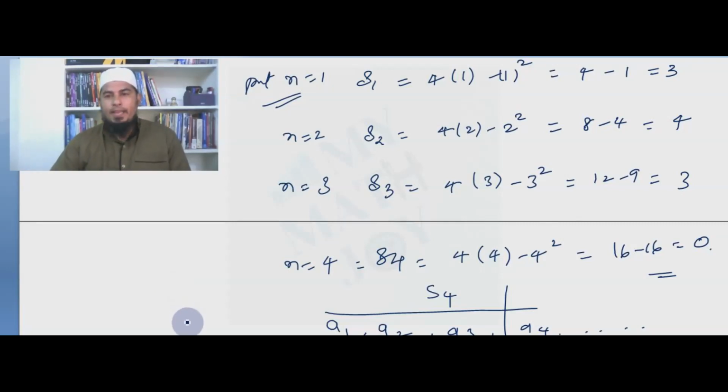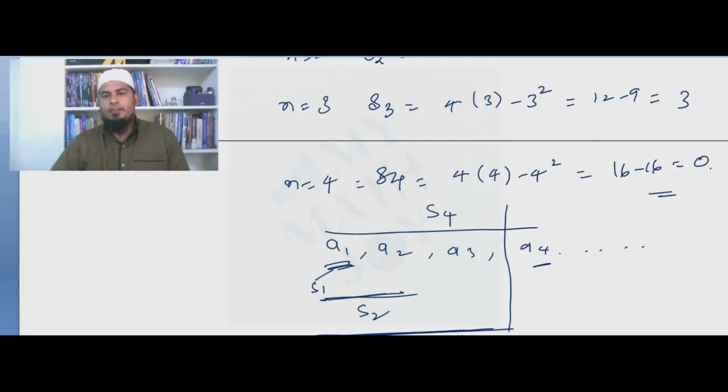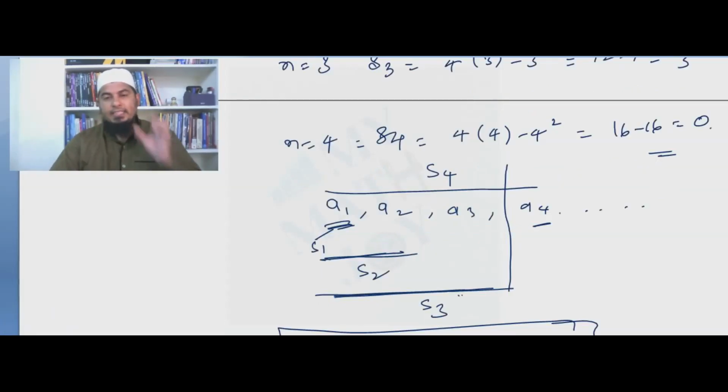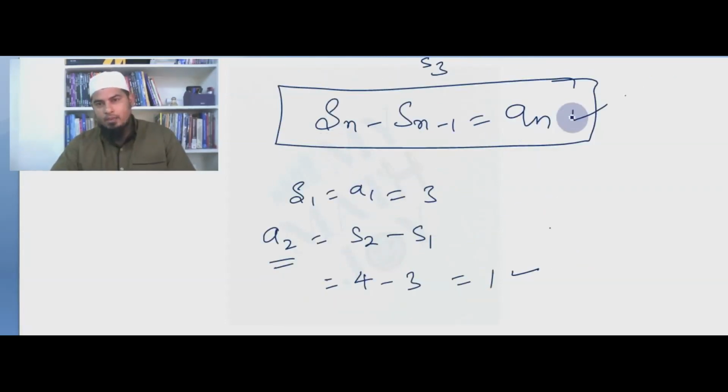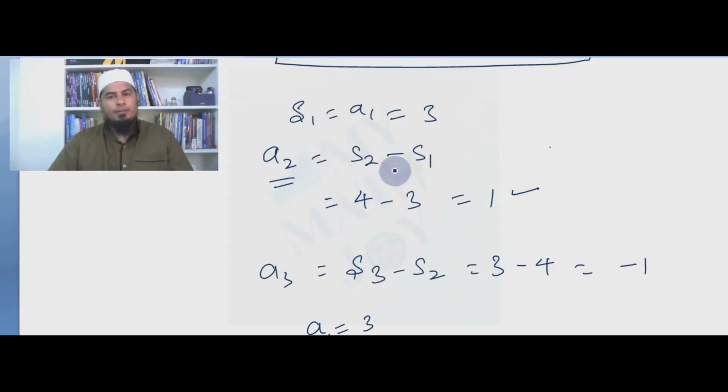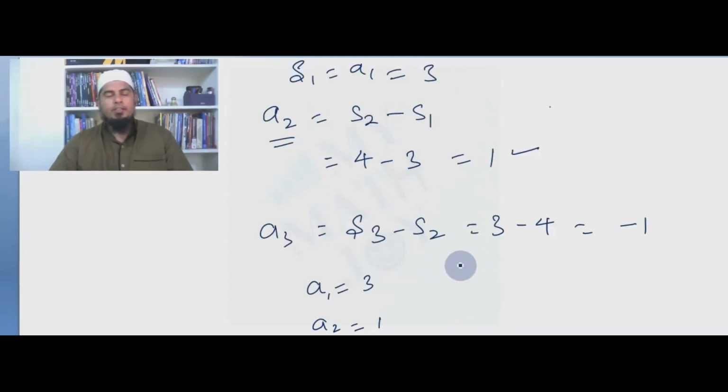And by keenly observing, we identify that in order to get the terms from the sums, from S4, if S3 is removed, you will get A4. From S3, if S2 is removed, you will get A3. In that pattern, we got a formula: Sn minus Sn minus 1 is An, and we have used it and got the answer. So hope you understood clearly and nicely. Let's just move to the next question.